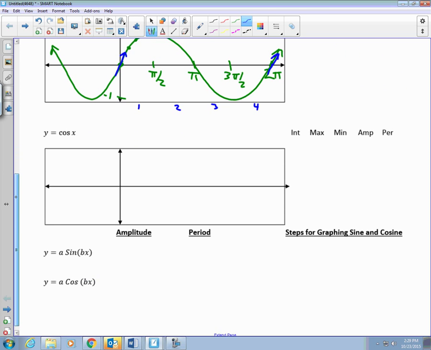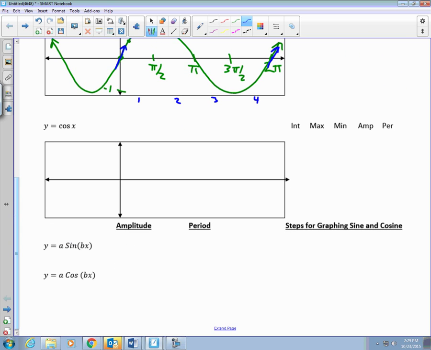Now, cosine is very similar. There's just a small difference. We're going to mark out 2 pi. What's half of 2 pi? Pi. What's half of pi? Okay, and what's in between pi and 2 pi? 3 pi over 2. Top is 1, bottom is -1. Question.